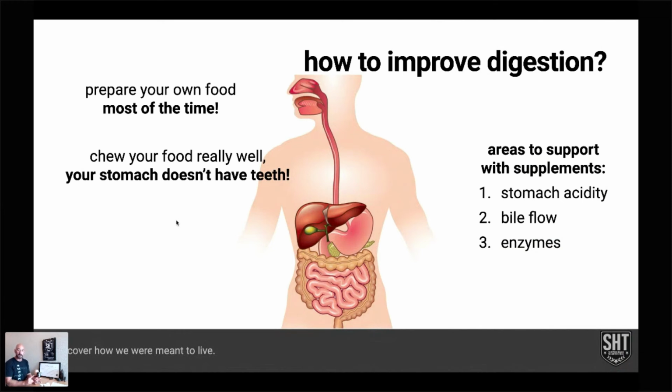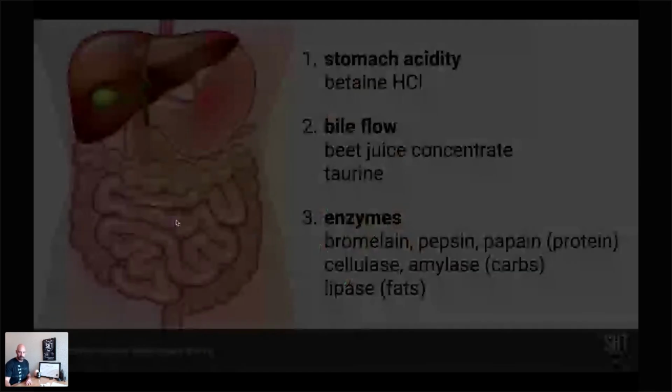So now the areas we might want to support, supplemental wise, or areas to support in general, would be stomach acidity. We want strong acidity in the stomach because that breaks down proteins and helps you assimilate minerals. We want to support bile flow, which helps us digest fats. The bile comes from the gallbladder right next to the liver. Bile squirts into the small intestine, helps you break up fats and digest them properly. It's kind of like Dawn dishwashing liquid. And then we want to support enzymes. So the pancreas should be secreting enzymes into the small intestine that help you break down carbohydrates, proteins, and fats. But we can support that. Maybe we have a weak pancreas or something like that.